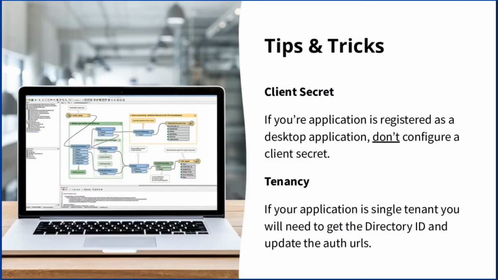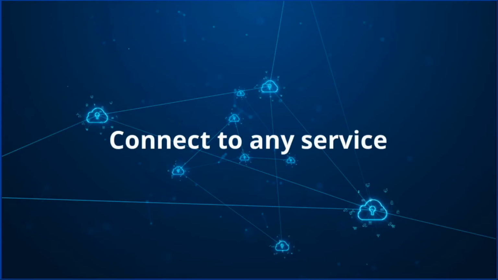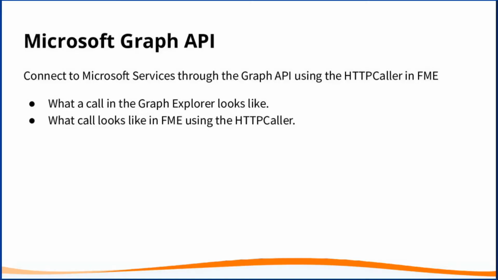Okay, so now that I've shown you how to set all of that up, a few tips and tricks, things to remember. The client secret does trip a lot of people up. So if you're registering it in Azure Portal as a desktop application, remember not to configure a client secret. And again, the tenancy is something else that throws a lot of people off. If it's multi-tenant, you can leave common in the auth URL. If it's single tenant, you need to make sure you're putting the directory or the tenant ID into your web service definition. So this sets the foundation up to connect to any service, which Dara is going to show you an example of.